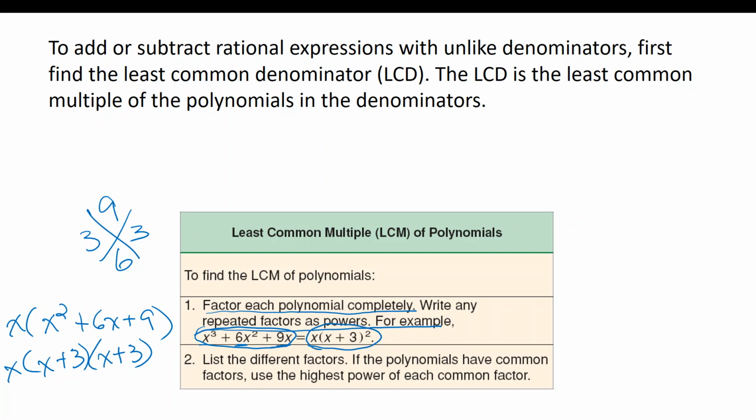All right, the second thing you want to do is list the different factors. If the polynomials have common factors, use the highest power of each common factor.